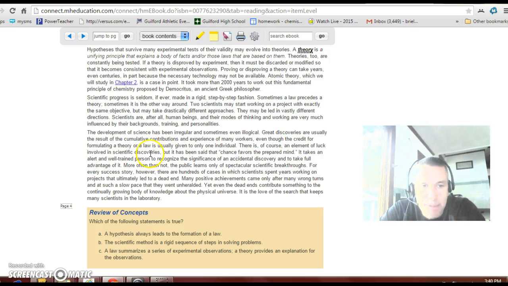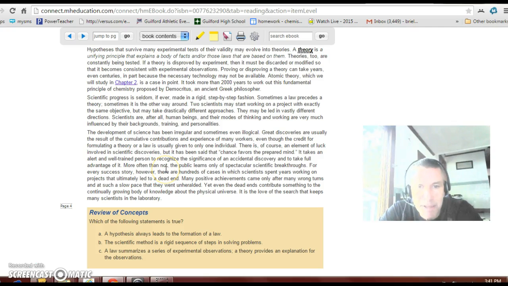There's, of course, an element of luck involved in scientific discoveries, but it has been said, and scientists love this saying, chance favors the prepared mind. I mean, those people that work on it intelligently are more likely to get lucky. It takes an alert and well-trained person to recognize the significance of an accidental discovery. Yeah, that's true too. You might be making one and just miss it and take full advantage of it. I think that's a very important point.